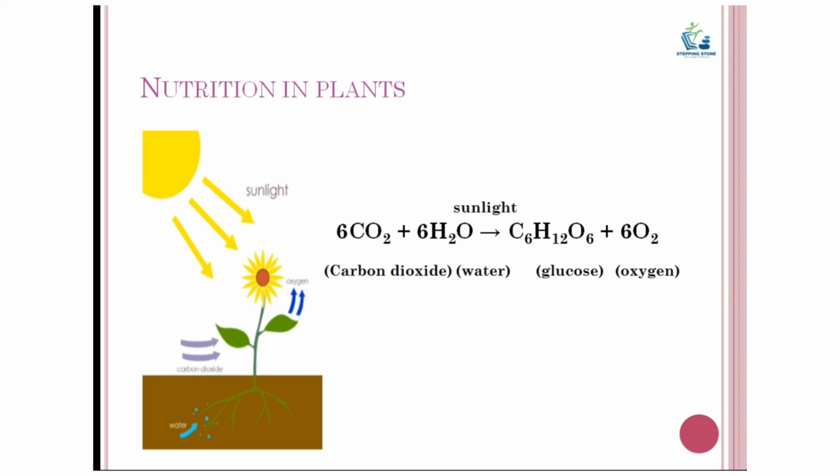The process of photosynthesis can be represented as an equation which is shown here. So you can see that carbon dioxide, which is obtained from air, combines with water, which is obtained from soil, in the presence of sunlight and chlorophyll pigment to prepare simple sugar called glucose, and oxygen is also obtained as a byproduct of photosynthesis.